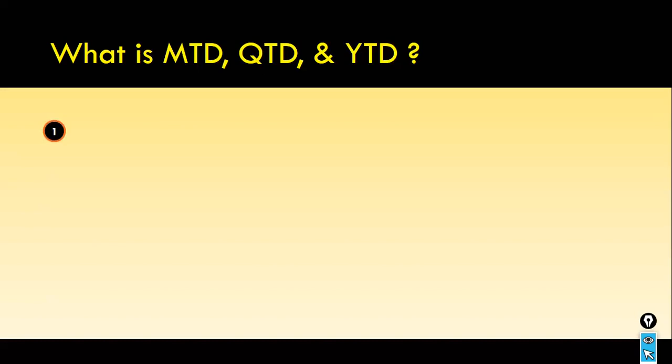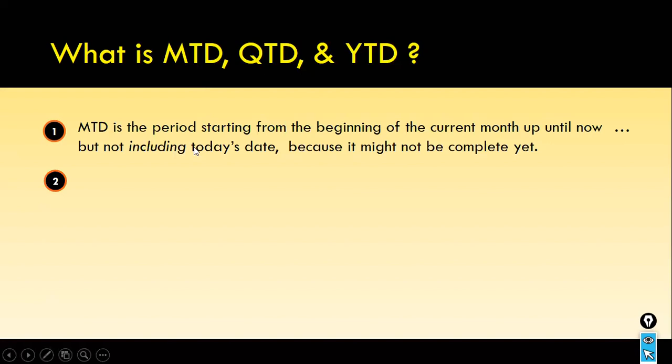So first of all, what is month to date, quarter to date? Month to date is the period that starts from the beginning of the current month up until now, but excluding today, because today is not yet over. The business is operating across the globe. In the case of companies that have a global presence, like Walmart, customers are across time zones and keep ordering products, and hence we cannot say today is over.